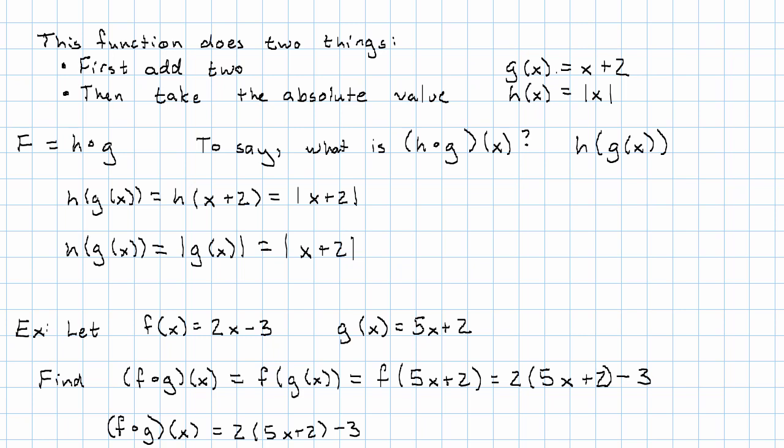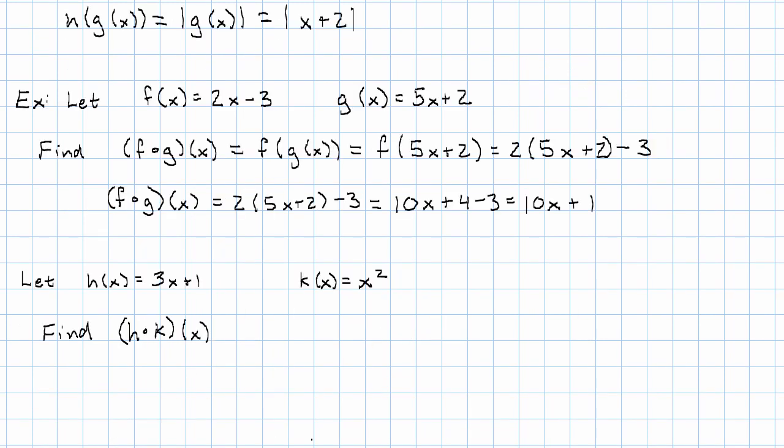But if I'm keen to do anything more with that, I probably want to simplify. Right, so we'll distribute, and then we'll combine like terms. And there we are. We have a nicer expression for f composed with g. I'm going to give you one of these to try as well. Let h of x be 3x plus 1. K of x be just the function x squared. Find h composed with k of x.